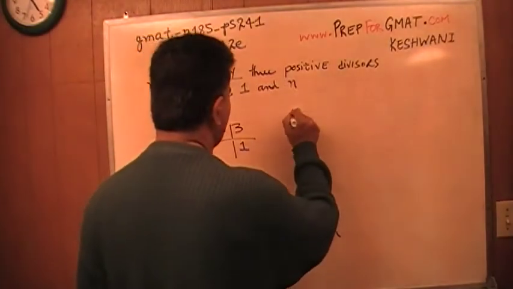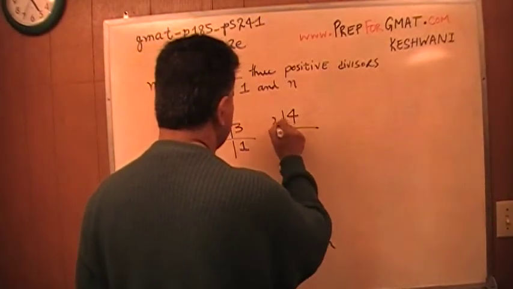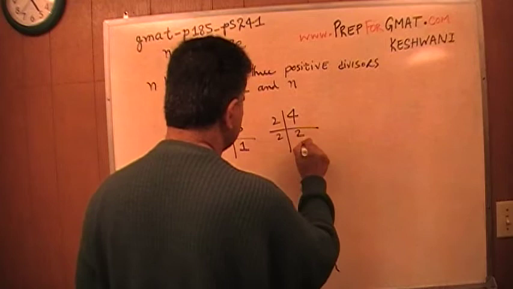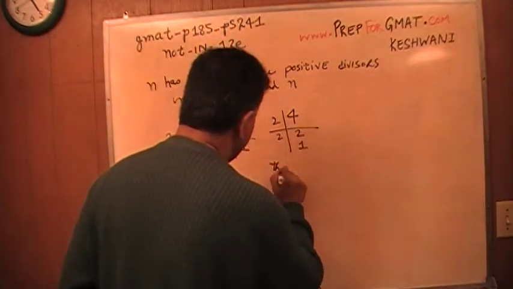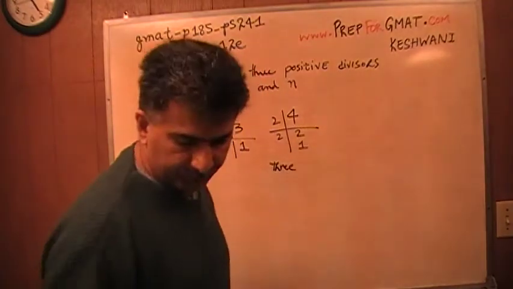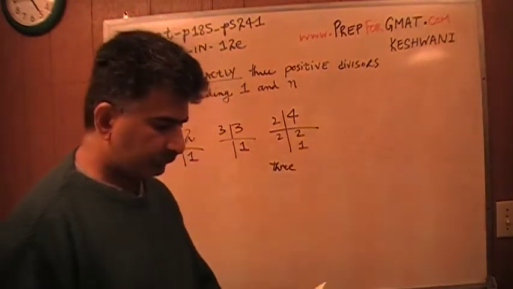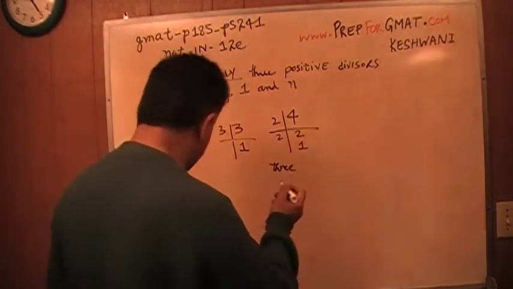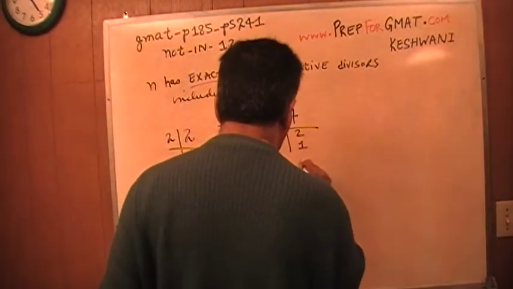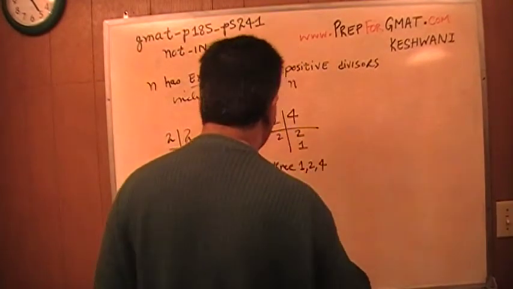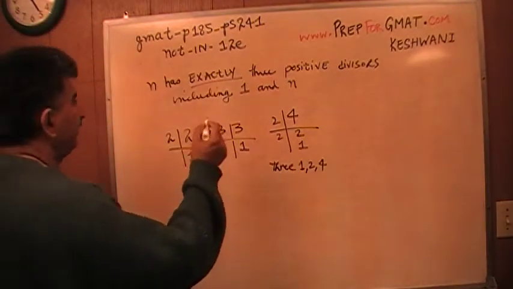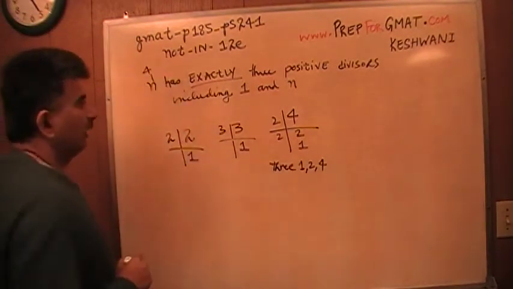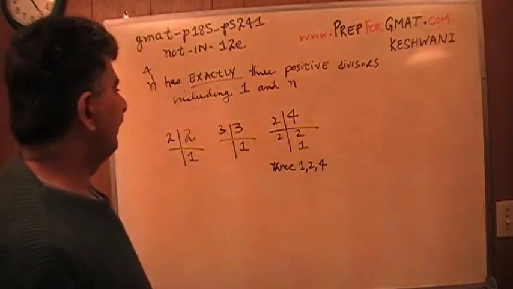Let's try 4. There you go. 4 has 3 divisors. What are the 3 divisors of 4? Obviously 1, 2 and 4. So that should work. So I'm going to plug in 4 for n. I'm going to pretend that my n is 4. I'm just going to plug in a number and figure out how many divisors n squared has.